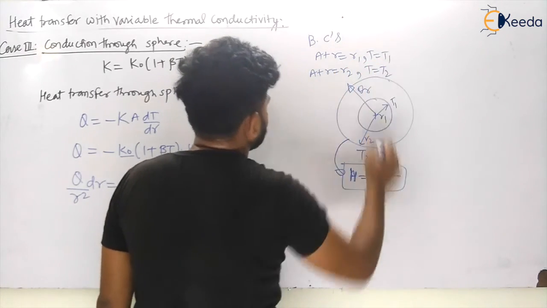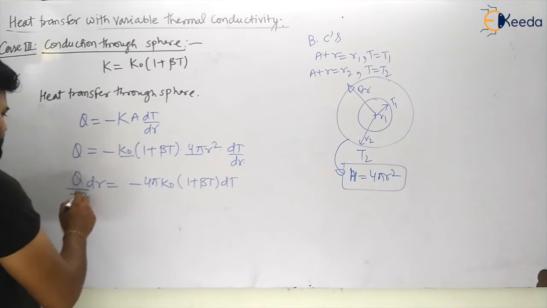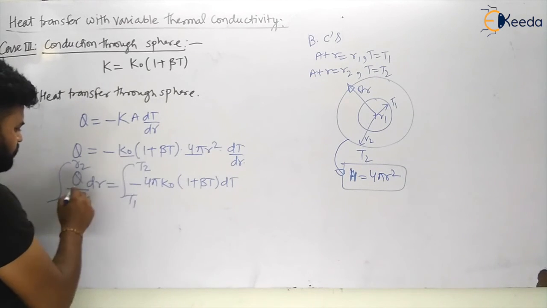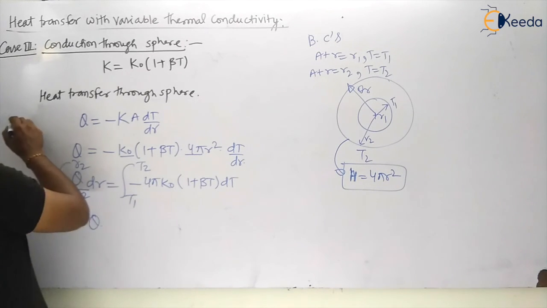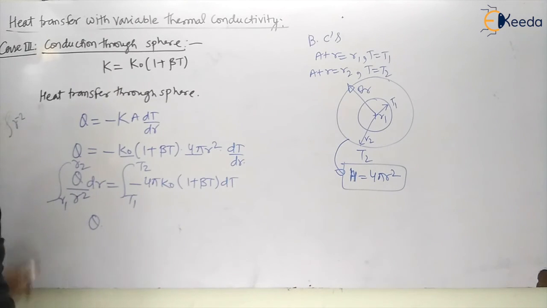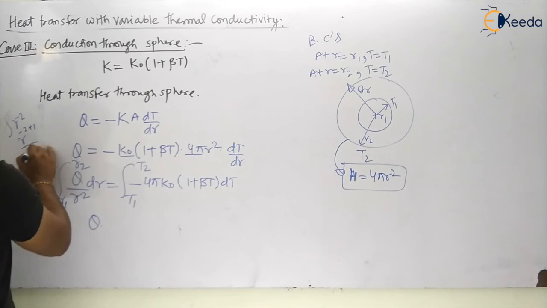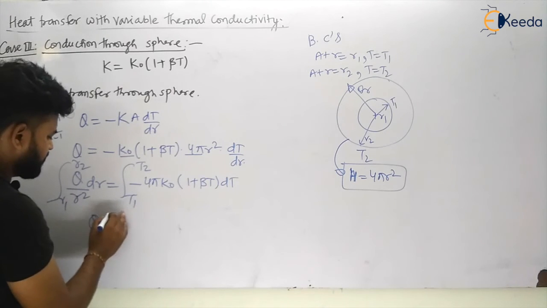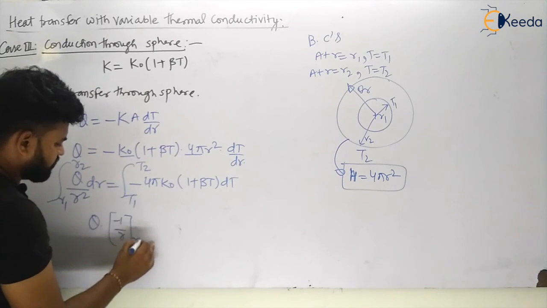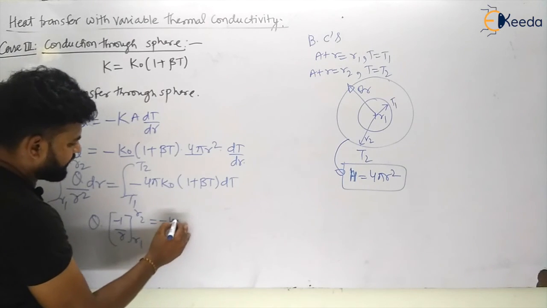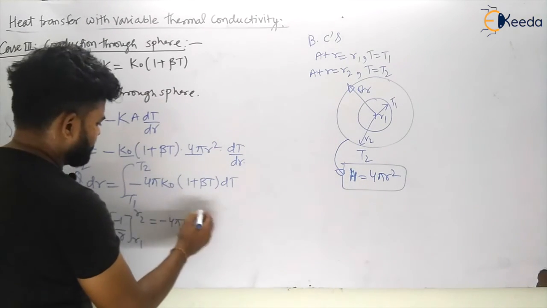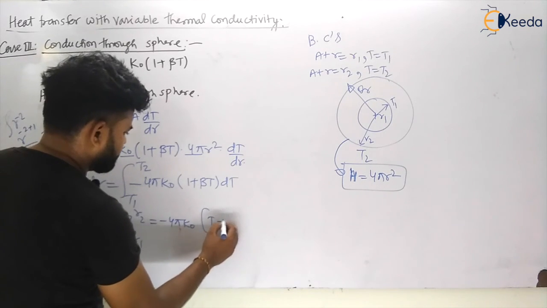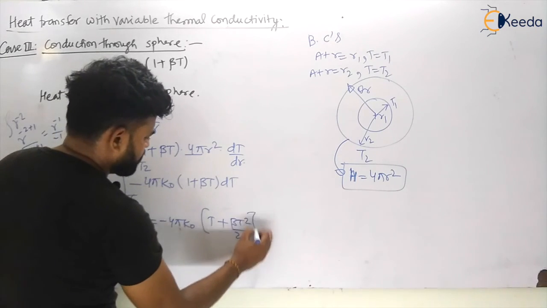If you remember the concept, you can easily do all the questions. Okay, so let us integrate it. This will be from r1 to r2, and this will be from T1 to T2. So this will be Q into the integral of r⁻², that is r^(-2+1) divided by (-2+1), which will be r⁻¹ upon -1, so -1/r, from r1 to r2, equals -4πK0, K0 is constant, into T + βT²/2, from T1 to T2.